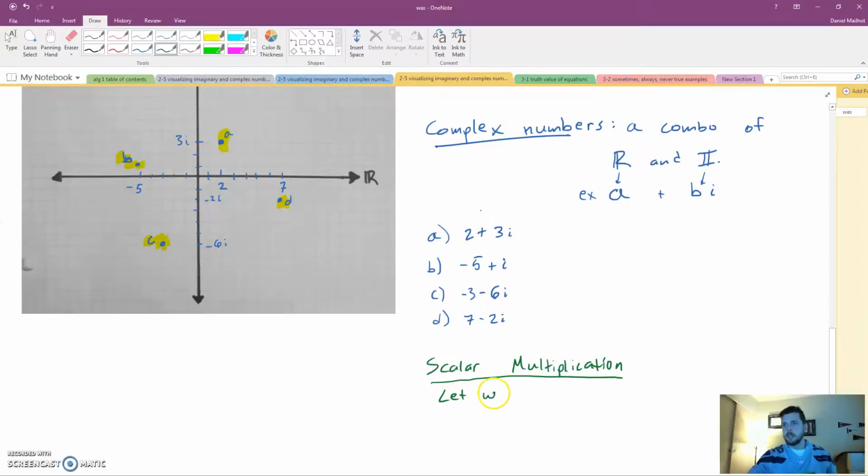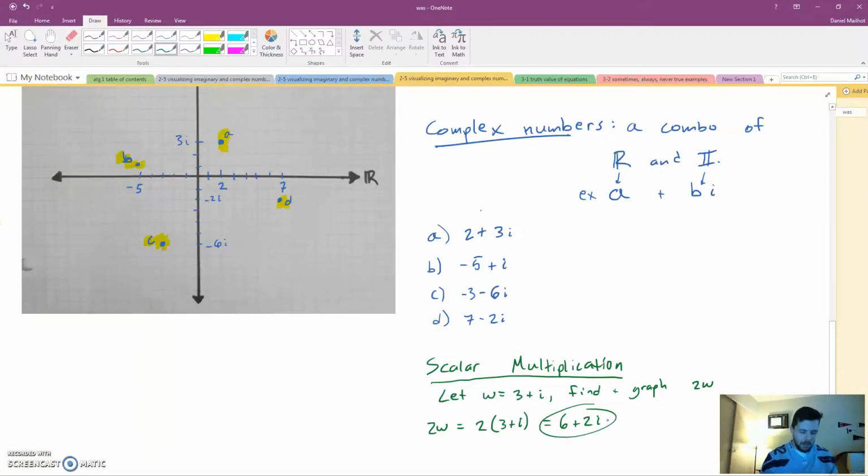So here's how the problem's going to look. Let W equal some complex number like this, 3 plus i. And the goal is, find and graph 2W. What's twice of that? Well, we could do it algebraically. It'd be 2 times 3 plus i. 2W would be 2 times 3 plus i. We'll substitute it in, which would be 6 plus 2i. Algebraically, that's what it is.